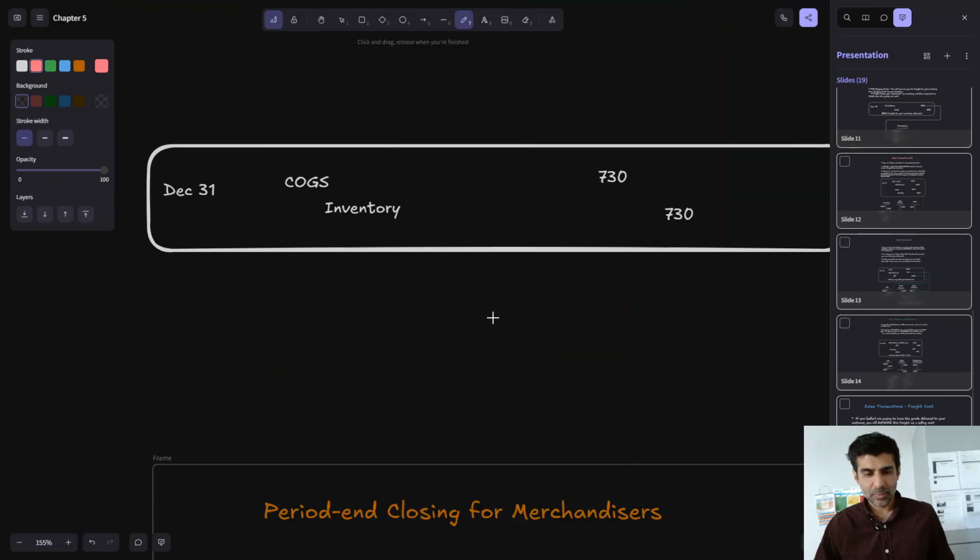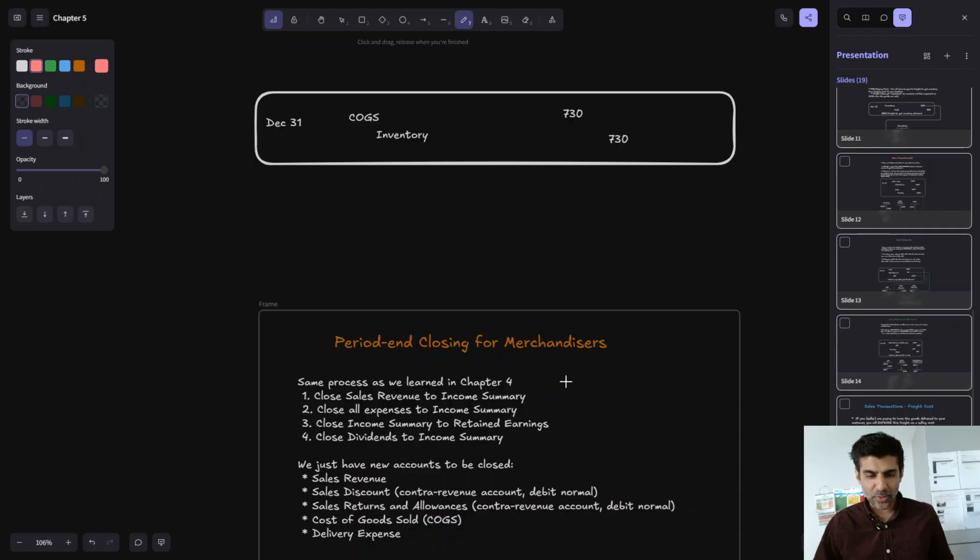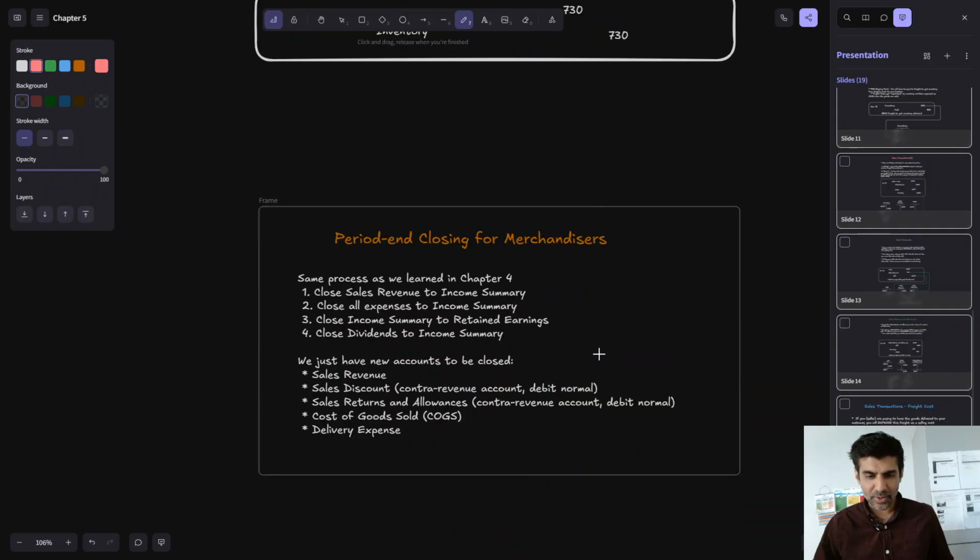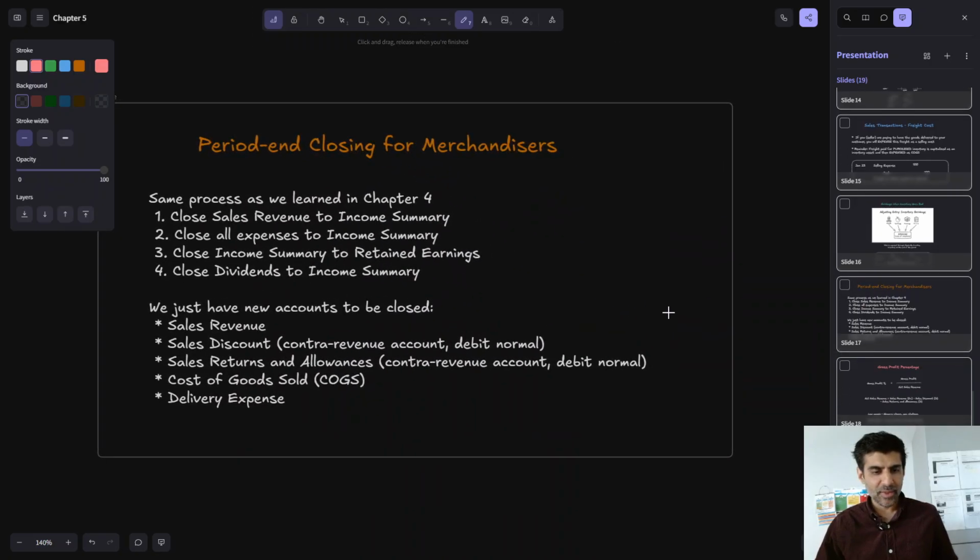Okay, I think there's nothing really to say too much about the end of period closing. The only thing is we're going to deal with sales revenue now, so it's a different type of revenue. Before, in chapter 4, we just had service revenue. We're also going to have sales discount, and these two are going to have to be closed. They're debit normal, so you'll have to credit them to close them, with whatever their values are.